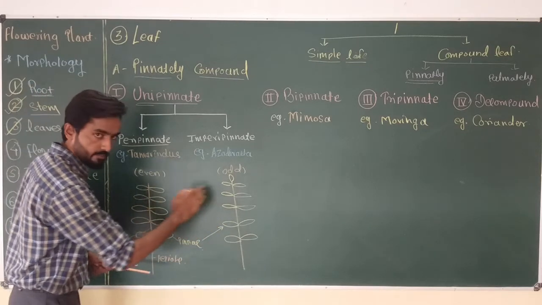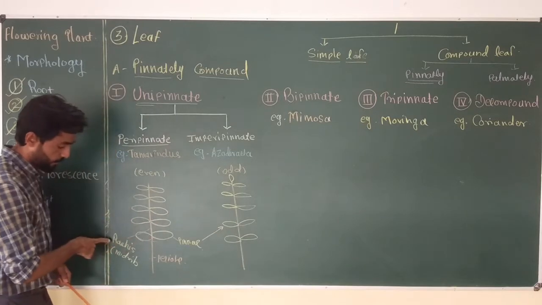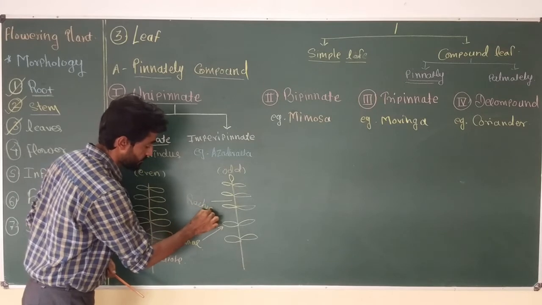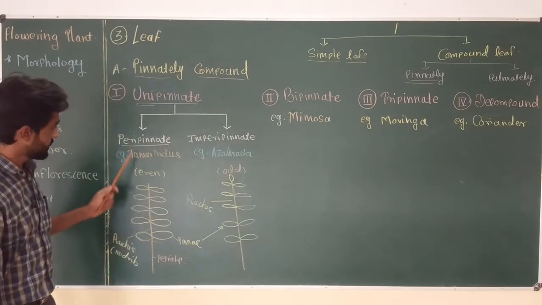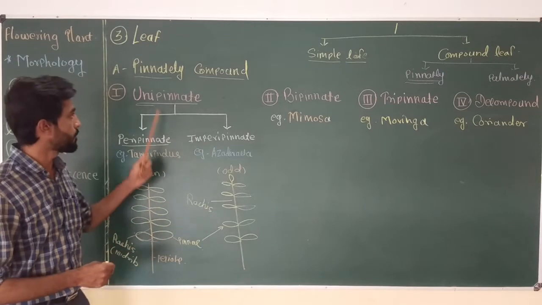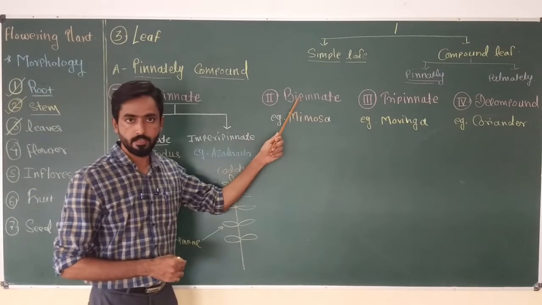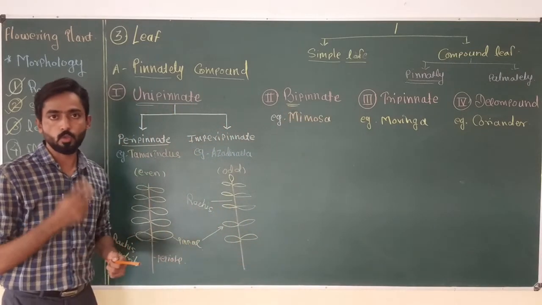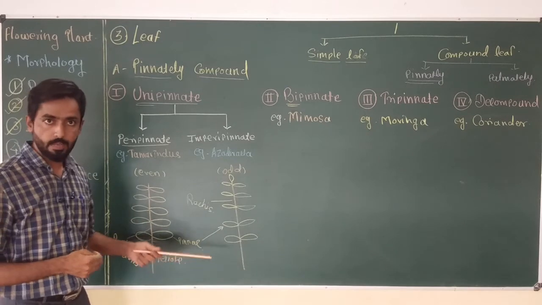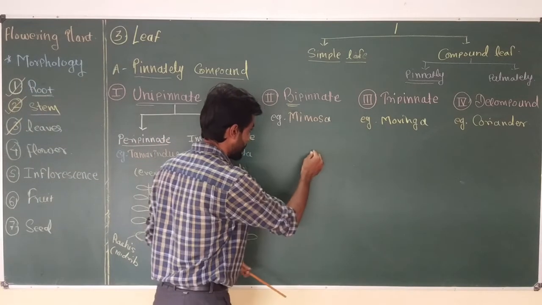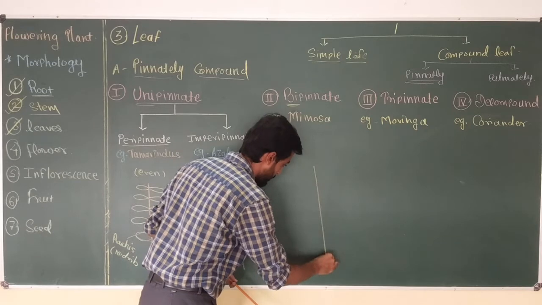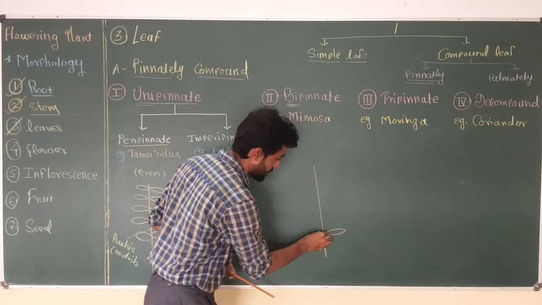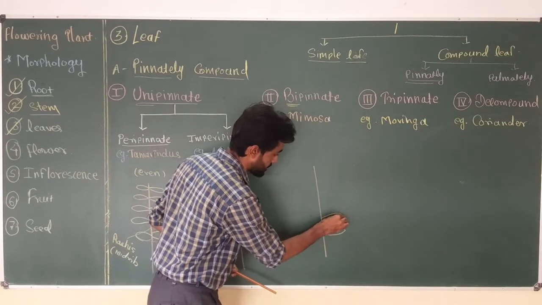In both these cases the midrib gets modified and now it is called the rachis. So paripinnate and imparipinnate are types of unipinnate. In case of bipinnate, bi means two, two incisions or two cuts are present in the lamina. Suppose this is the midrib, and now the midrib has the first incision which produces a structure like this.